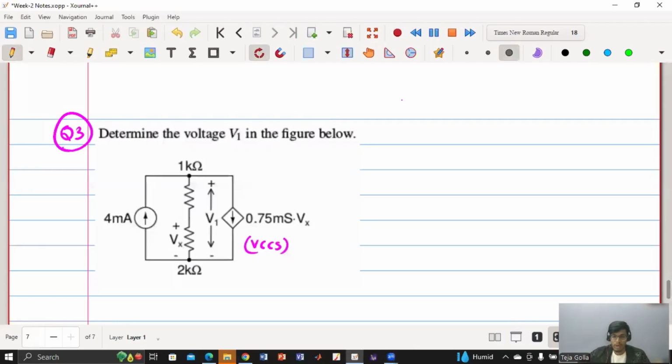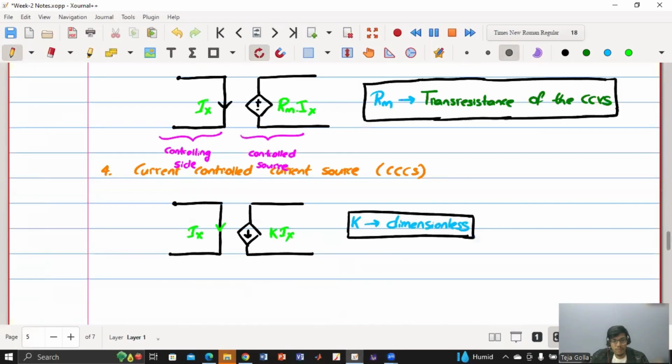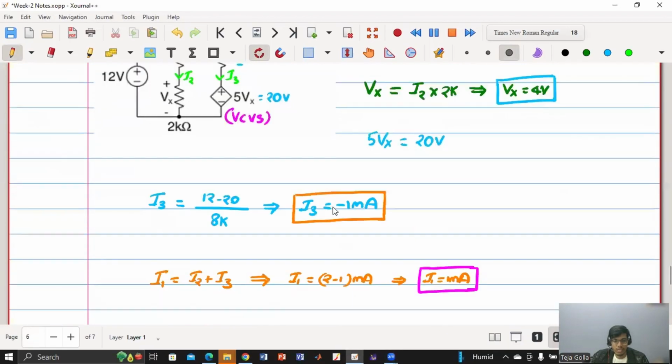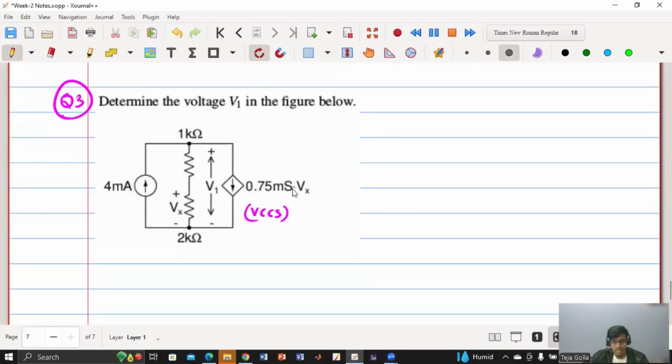So now if we go back to voltage controlled current source, it is a transconductance, right? The gain is transconductance and the units are Siemens. So that's why they have given this dimension, right?